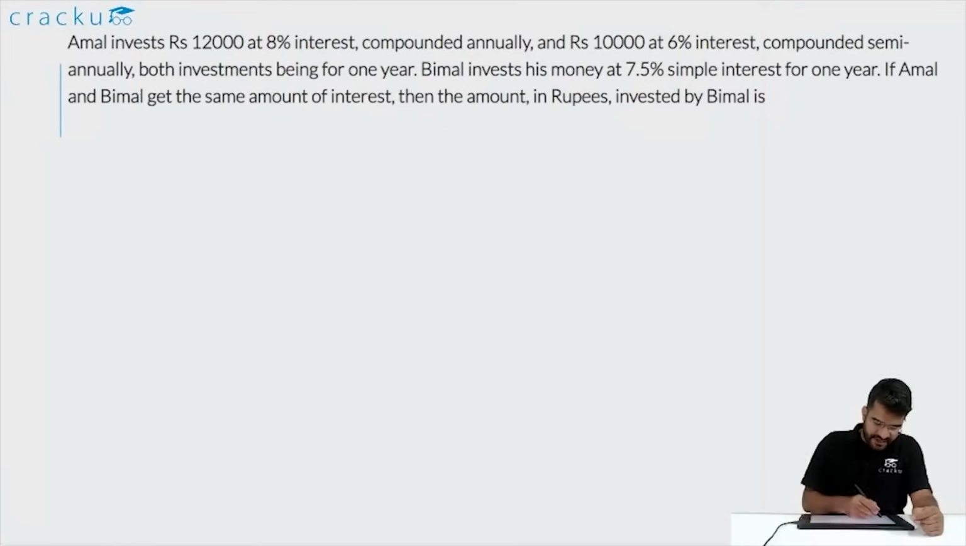In this question, we have Amal, who invested 12,000 rupees at 8% interest and 10,000 rupees at 6% interest, compounded semi-annually. Now Bimal invested his money at 7.5% simple interest. The interest on both of them is the same, so we are required to find out how much Bimal has invested. That's the question. So let us find out the interest that Amal has earned. Then we will equate it with the interest that Bimal has earned and calculate the principal.